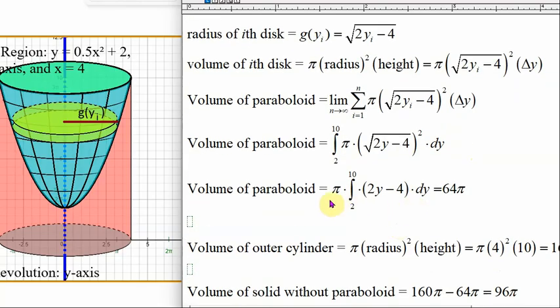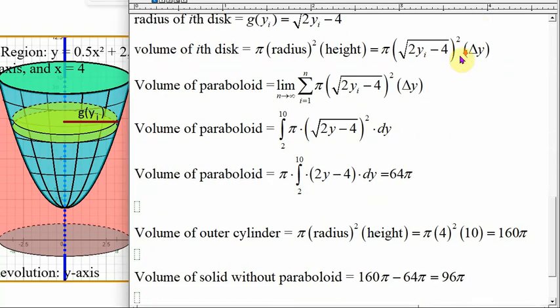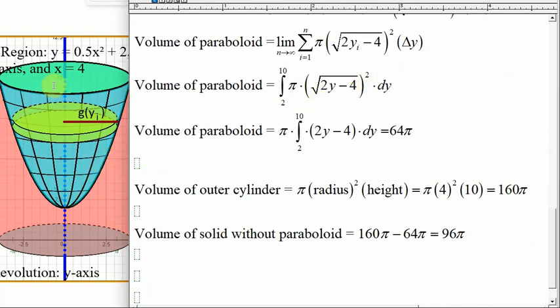And then evaluate this definite integral right here. It will come out to 64 pi. So the volume of the paraboloid is 64 pi.